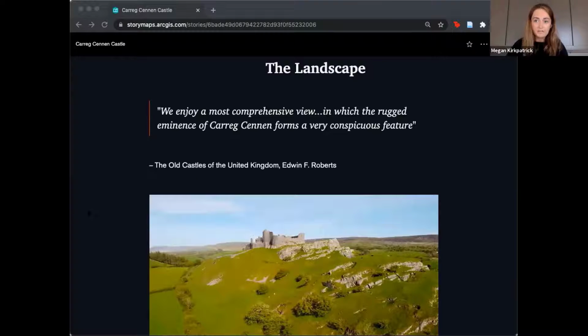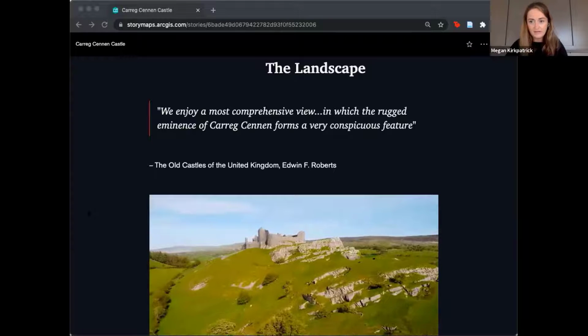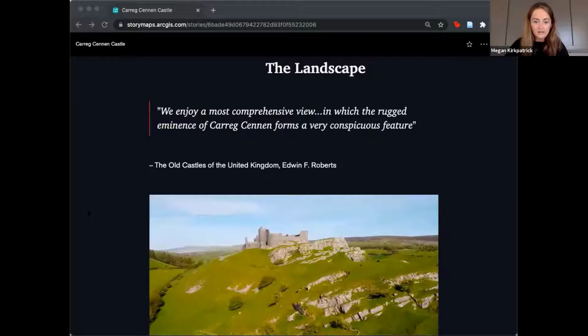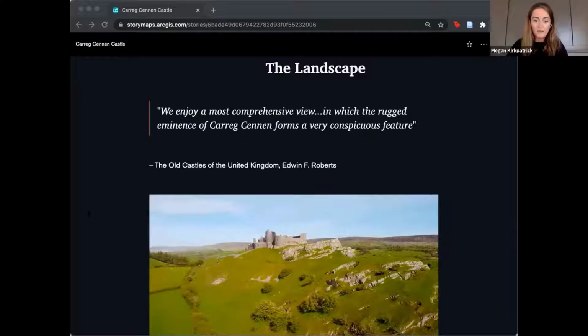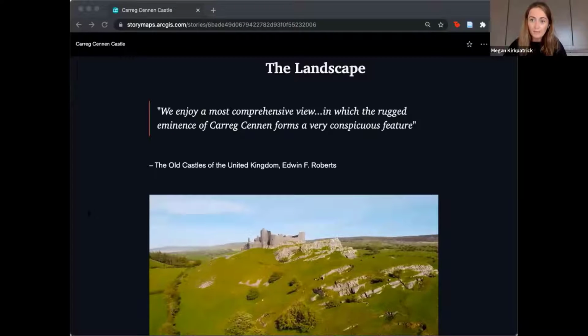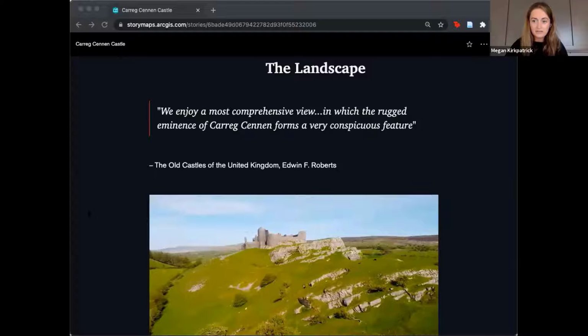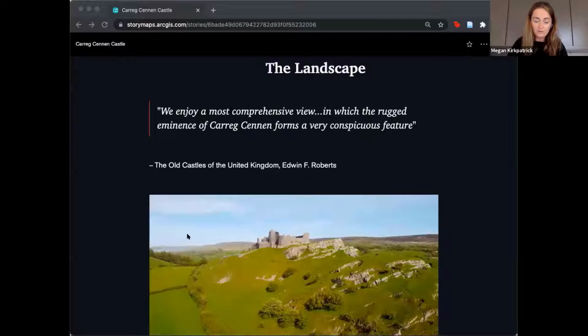And I chose to include it because it kind of sums up both literally and I guess also theoretically what I'd like to encourage people to consider when they visit Carreg Cennen Castle or any other castle, which is to experience and comprehend the landscape before focusing on the castle's architecture. So encouraging a staged approach to the castle.